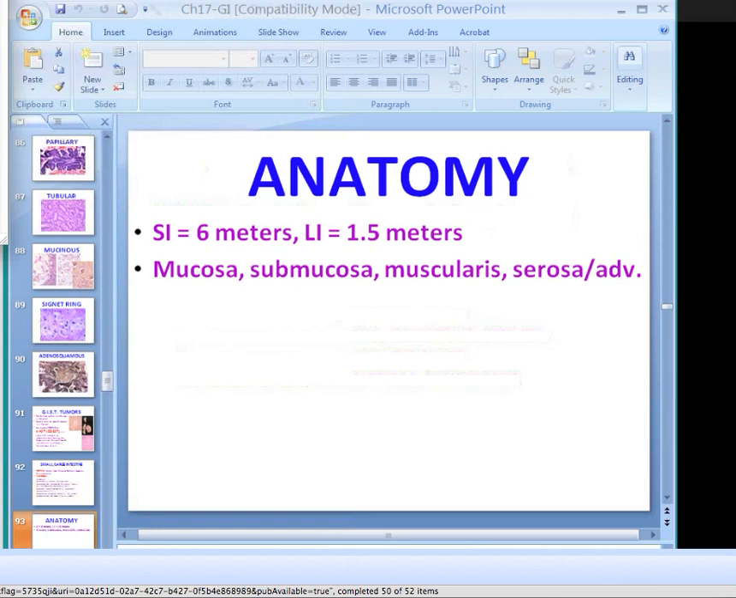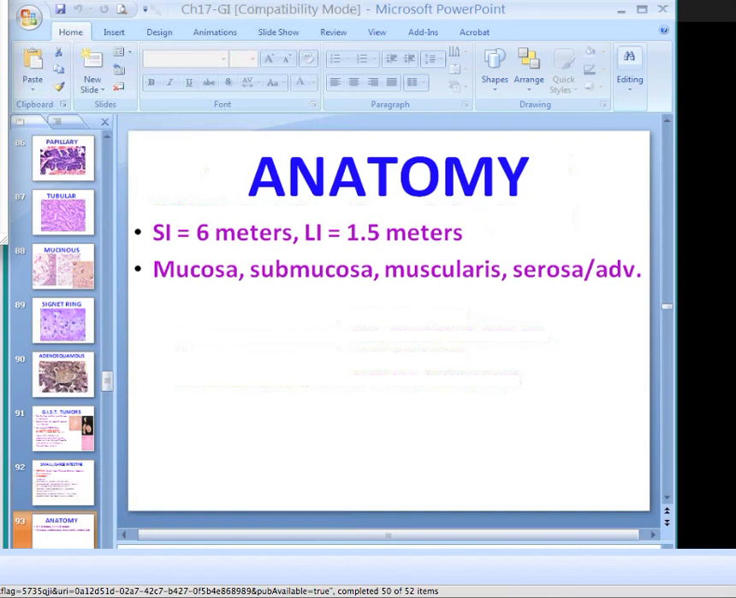So the surface area of absorption for your small bowel is as big as what Serena Williams plays tennis on. It's really huge, and you can do the math if you want to. So it's a tremendous surface area.